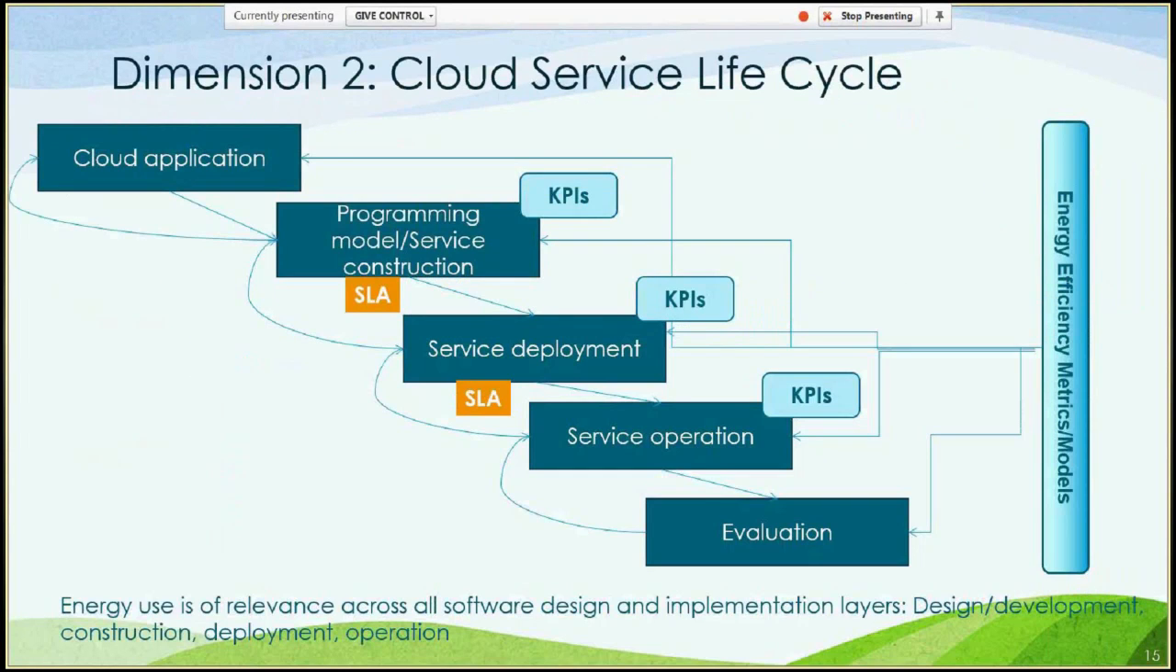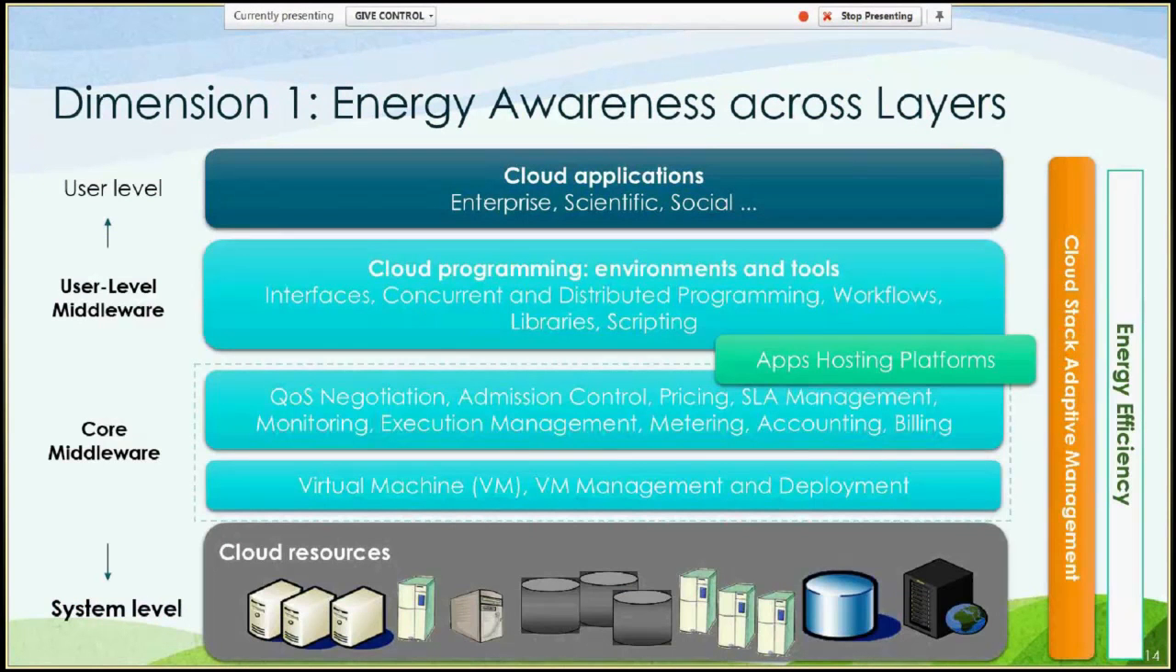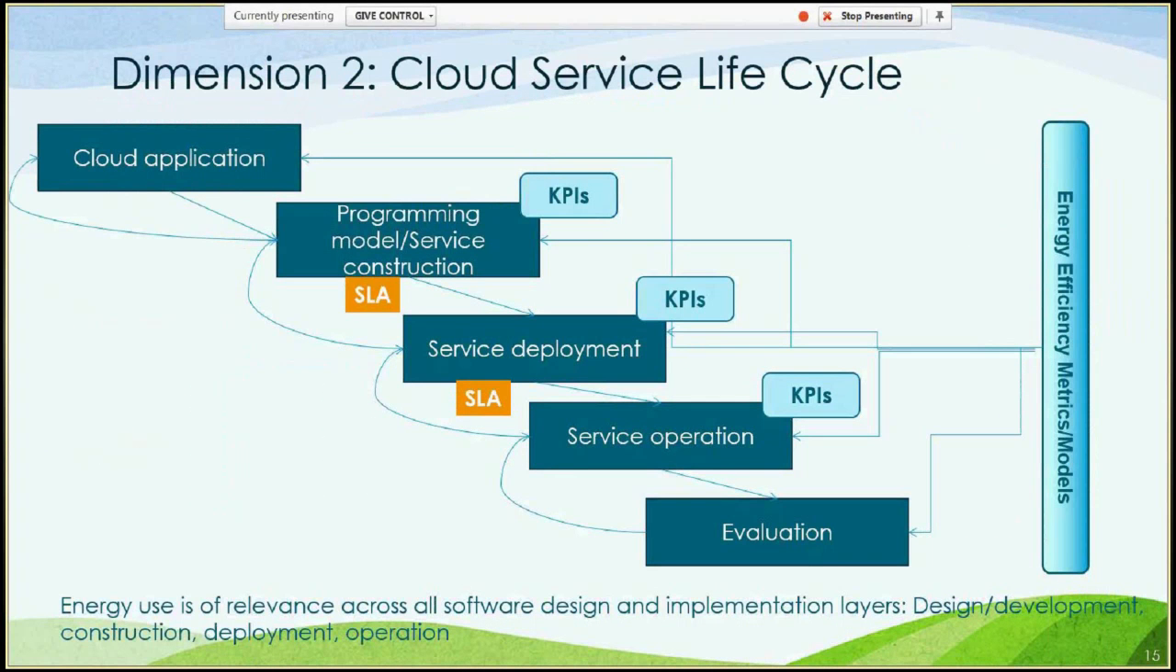The second dimension is the cloud service lifecycle. By deploying a service to run on this architecture, you will need to construct it, you will need to deploy it, you will need to operate it, and by doing that in an energy efficient cloud architecture, you will need to evaluate how well you have actually done in terms of the decisions you have taken at the time you design your software until you actually run it.